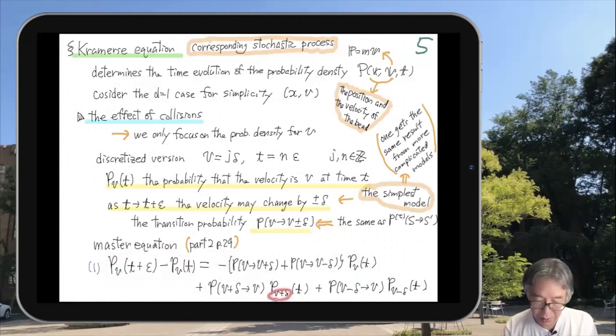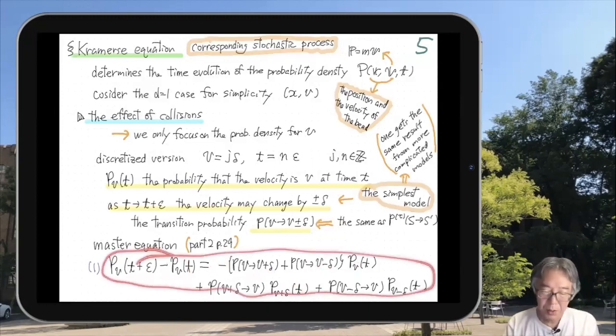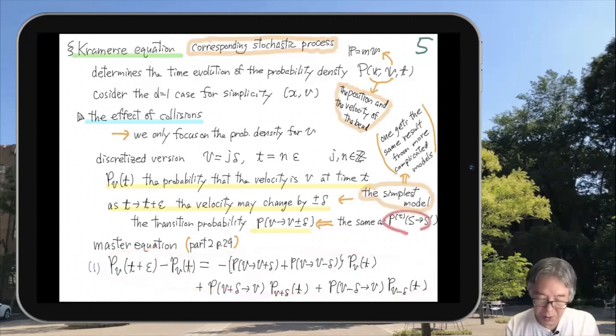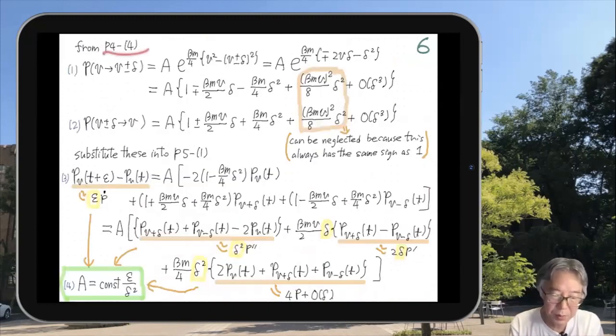The velocity was v plus delta at time t, and it jumps in. And okay, this is a similar one. Okay, so this is our master equation. So we want to plug in the explicit form of p here. So we look at this explicit form we obtained in page 4.